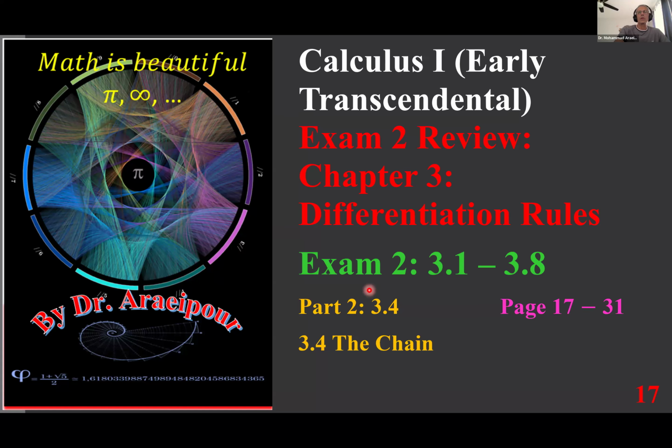Good afternoon, class. We are looking at exam 2 review, chapter 3, differentiation rules. Exam 2 covers from 3.1 to 3.8. Here's the second part, section 3.4, the chain rule.